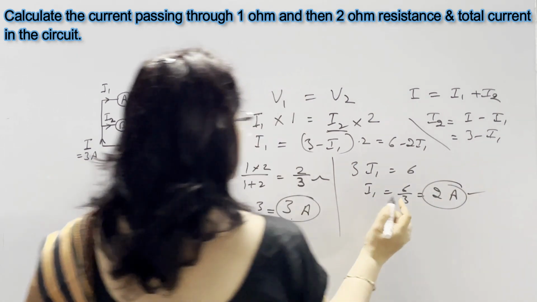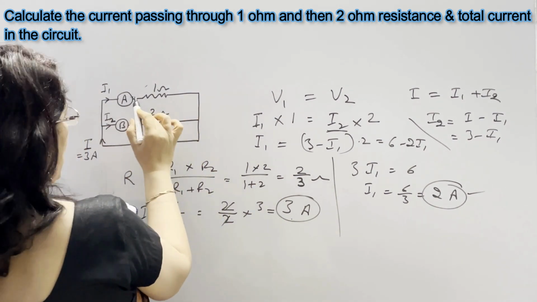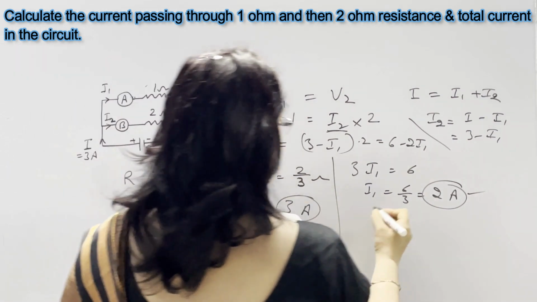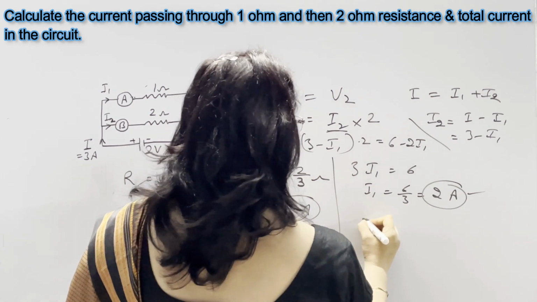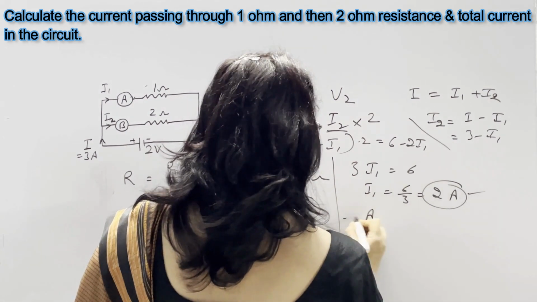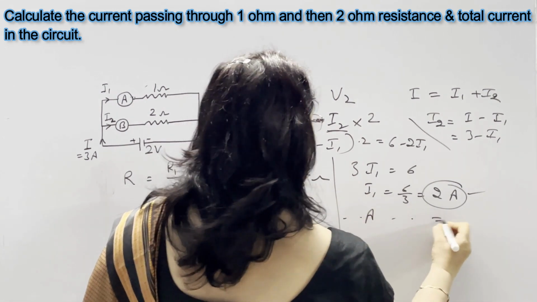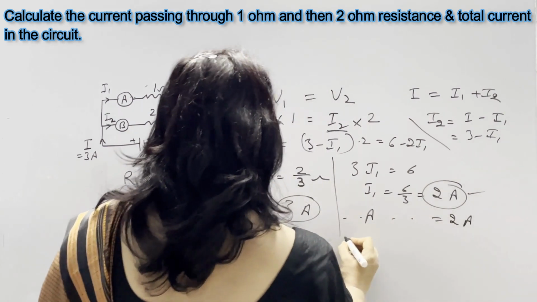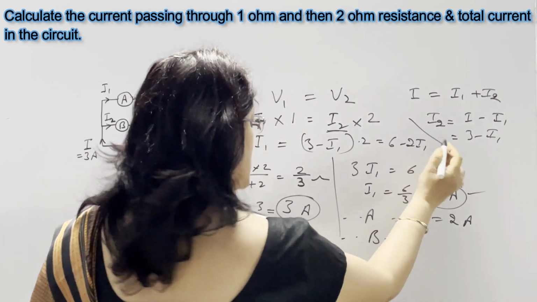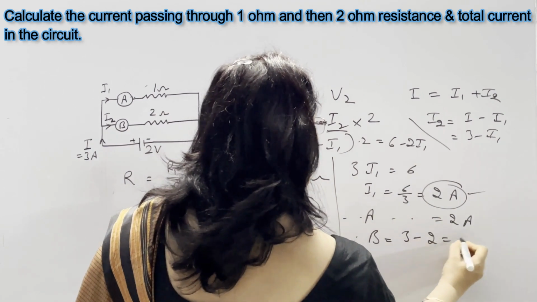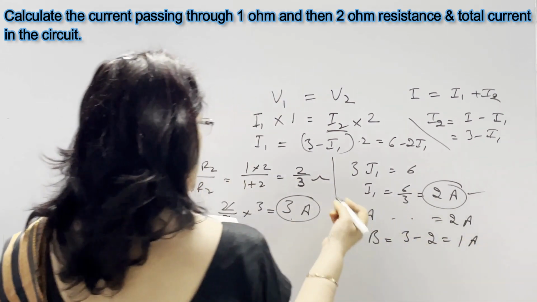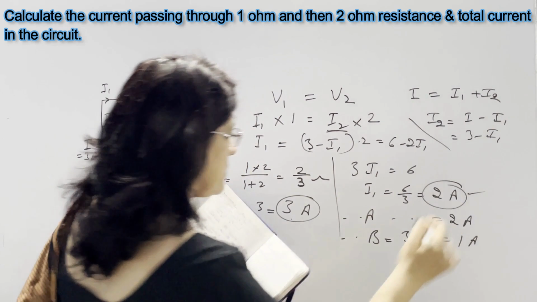So 2 ampere is the value of current in this branch of the first ammeter A. So the reading of ammeter A is 2 ampere. The reading of ammeter B is the total current in the circuit, 3 minus 2, it means 1 ampere. Or if you want, you can calculate it from this formula also.